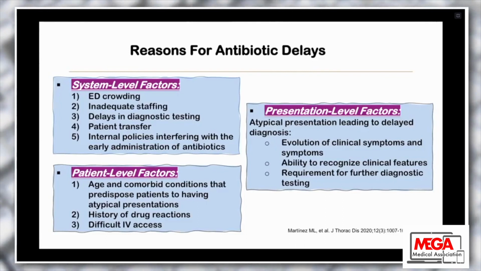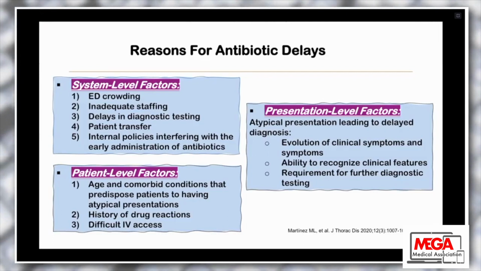What are the patient level factors? The age and the comorbid conditions that predispose patients to atypical presentation, like in elderly and immunocompromised people. An atypical presentation is underdiagnosed or underestimates the presence of sepsis, and of course delays antibiotics. History of drug reactions and difficult IV access relate to the patient himself, or the host.